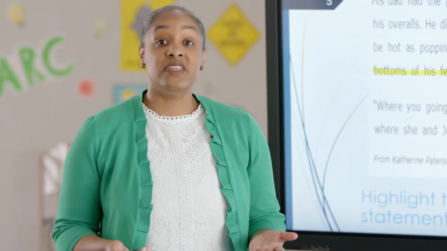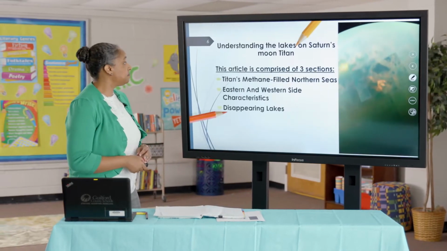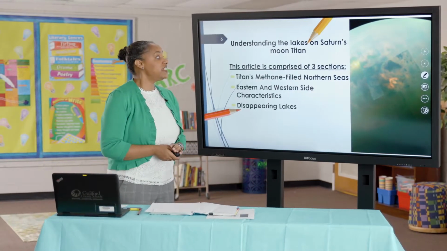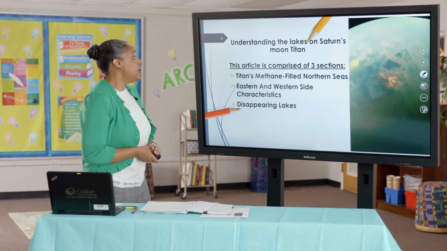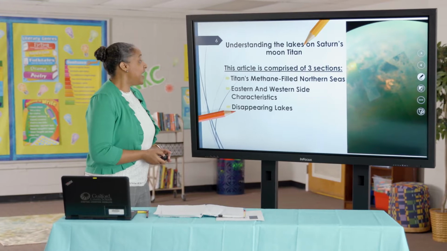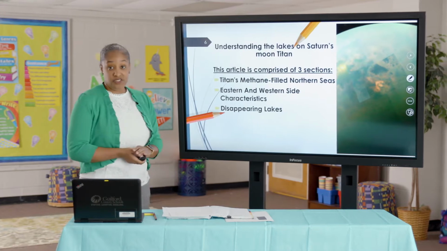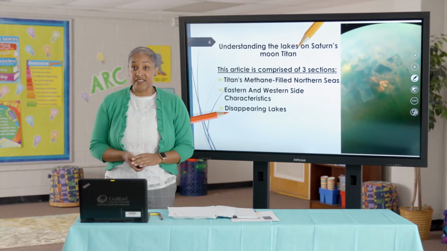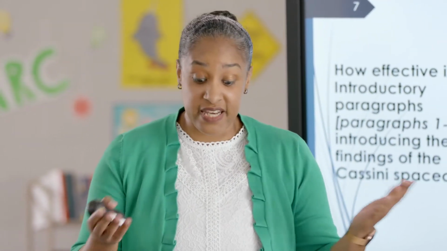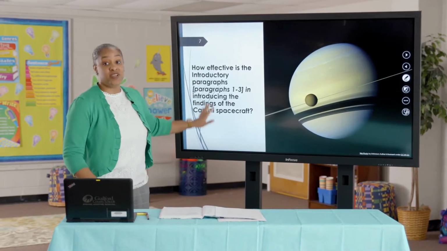Now we're going to practice looking for supporting evidence using our article for today. So let's talk a little bit about our article. It's titled Understanding the Lakes on Saturn's Moon Titan. It's divided into 3 sections or headers. The first one was Titan's methane-filled northern seas, eastern and western side characteristics, and disappearing lakes. So at this time, pause the video so you can read this text for yourself, and that is Understanding the Lakes on Saturn's Moon Titan, and be sure to add your notes addressing this question.